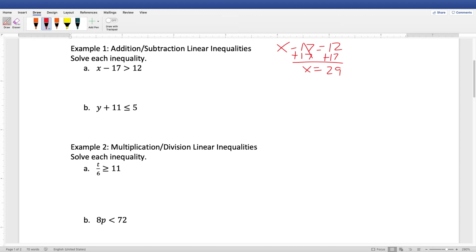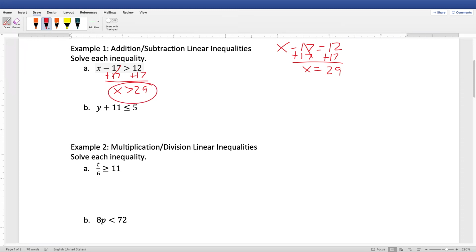So x minus 17 is greater than 12. We will add 17 to both sides, and whatever you do to the left side, you must do to the right side. My 17s cancel, and I get x is greater than 29.